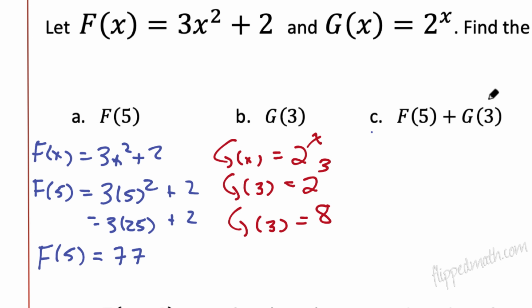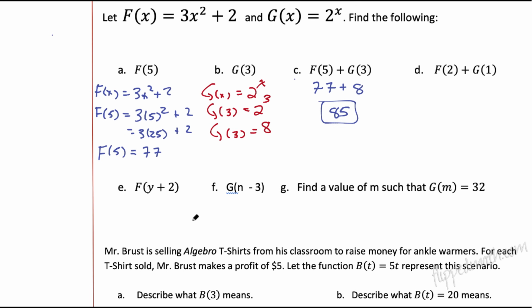What happens when they want you to do f of 5 plus g of 3? Well, look, we already did f of 5. F of 5 is 77. We figured that in part A. And g of 3 is 8, right? So 77 plus 8, that all equals 85. Easy enough. Done with that one. How about f of 2, g of 1? You'll do that one later.